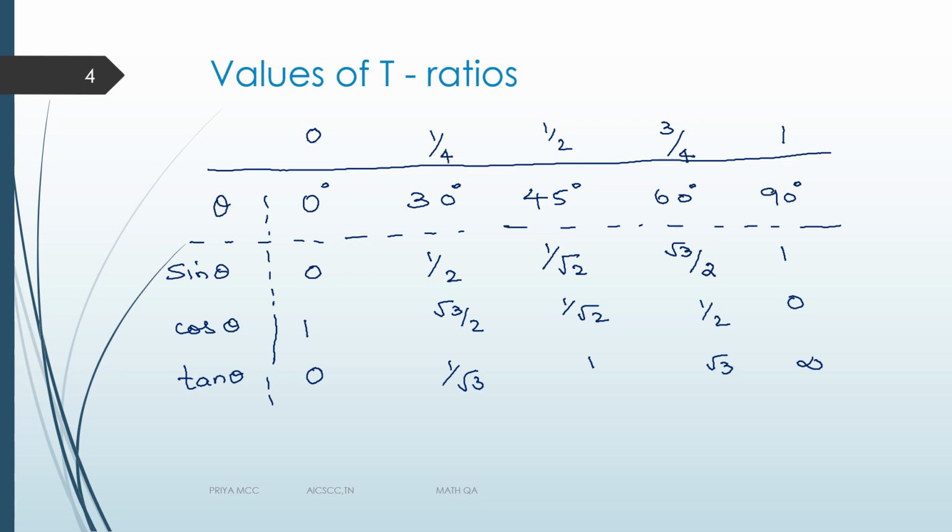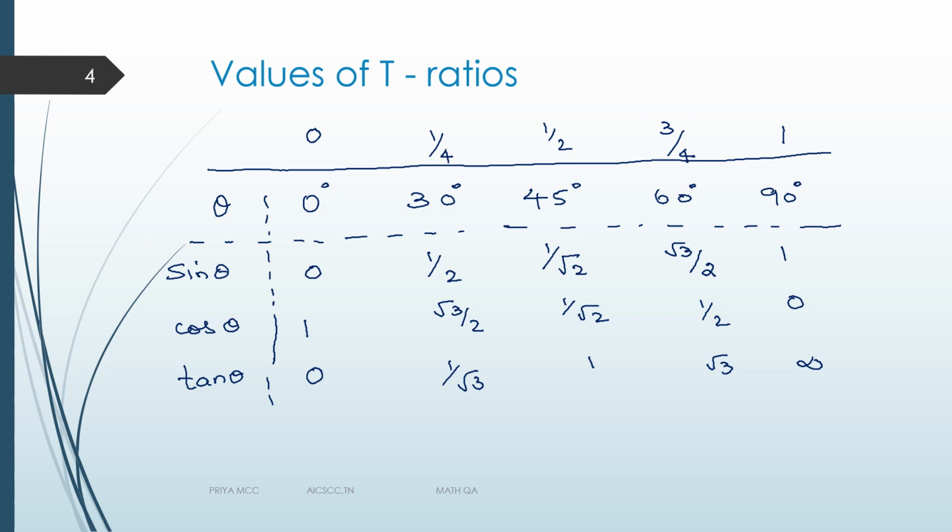So what does this table tell you? Sine of 0 is 0. Sine of 30 degrees is half. Sine of 45 degrees is 1 by root 2. Sine of 60 degrees is root 3 by 2. Sine of 90 degrees is 1. Even that you need not learn by heart.